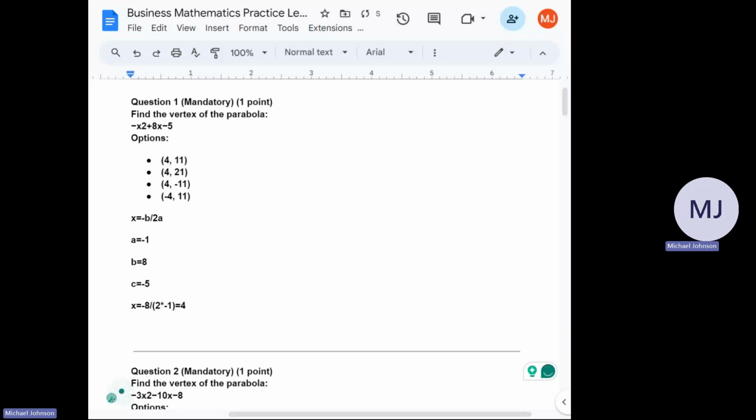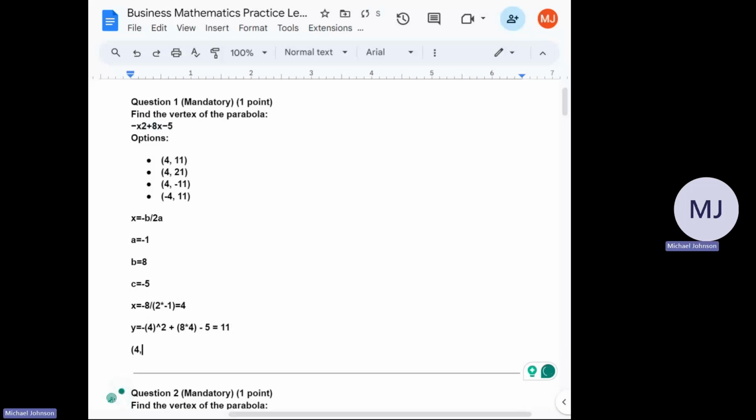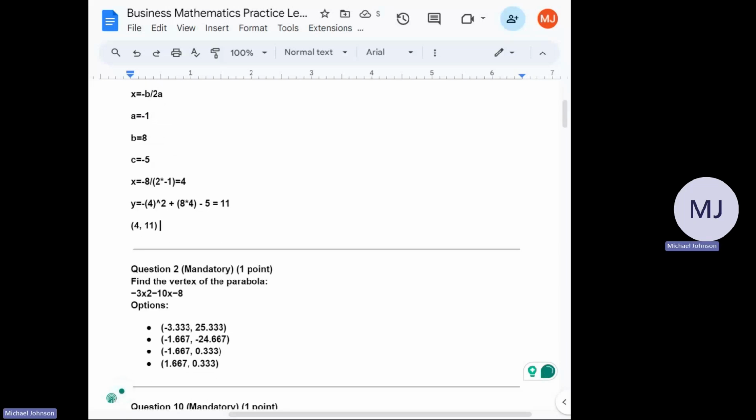So that would be the x for this equation here, because a is -1, b is 8, and c is -5. And then we put in y equals -4 squared plus 8 times 4 minus 5. Then we get 11. So the vertex is 4, 11. So that's how we would do that one.